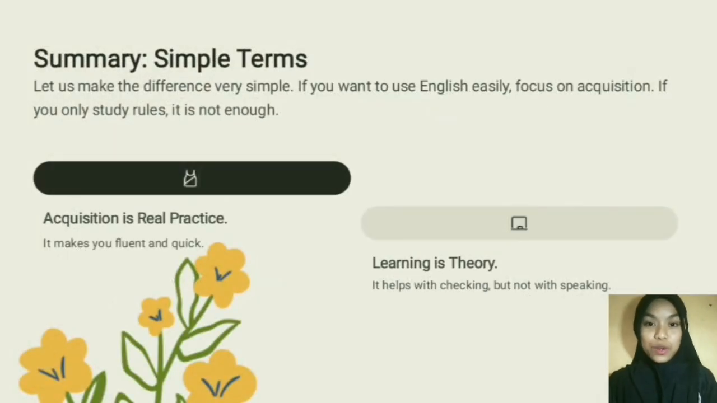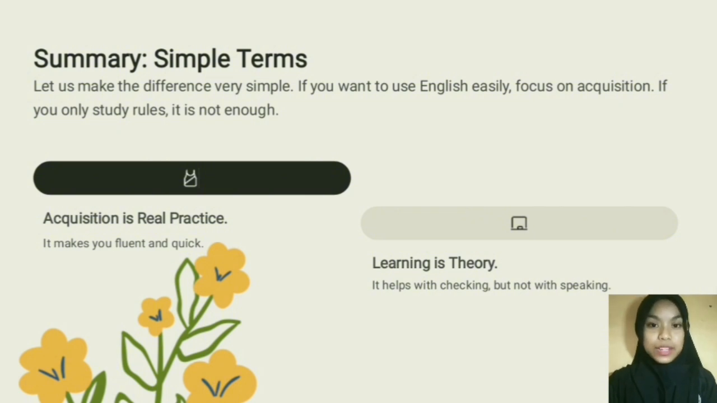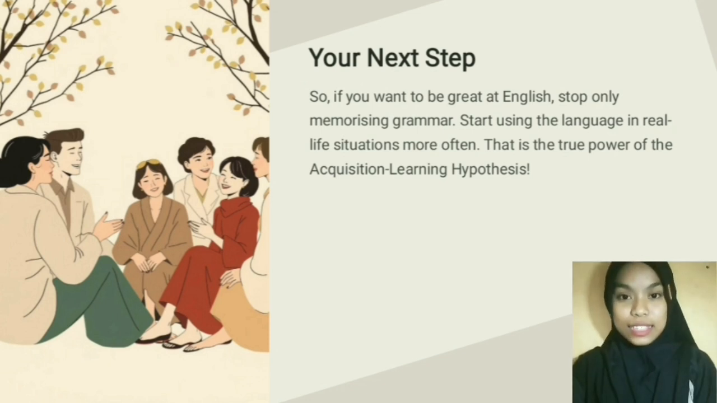To make it simple, acquisition is real practice. It makes us fluent. Learning is theory. It helps, but it's not enough. So, if we want to be good at English, we cannot only memorize grammar. We must use the language in real life. That's the acquisition learning hypothesis.